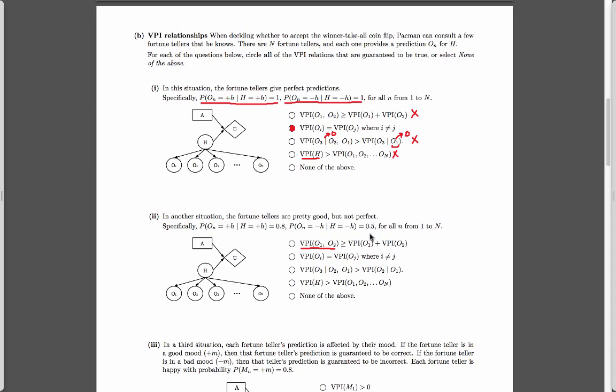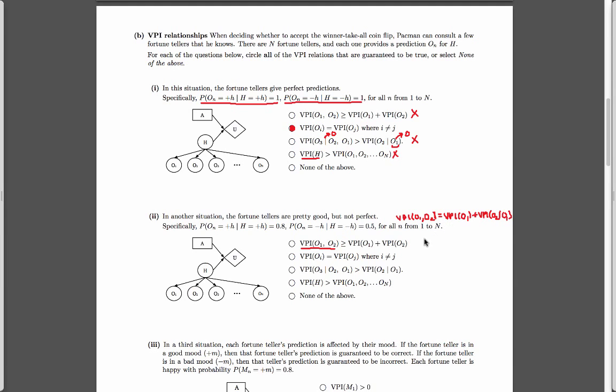So VPI of O1 and O2 is equal to VPI of O1 plus the VPI of O2 given O1. Or you could also say, because of the order independence, that this is equal to the VPI of O2 plus the VPI of O1 given O2.